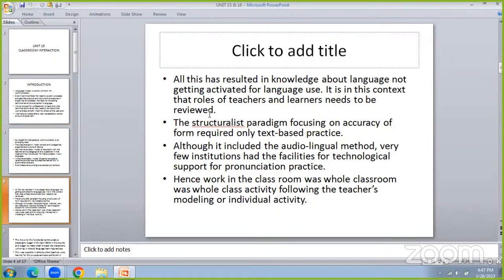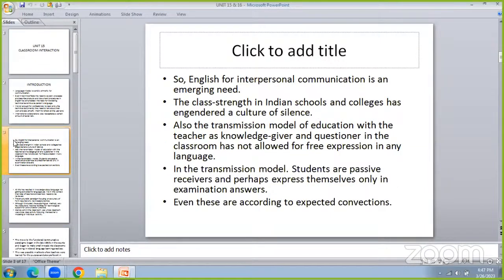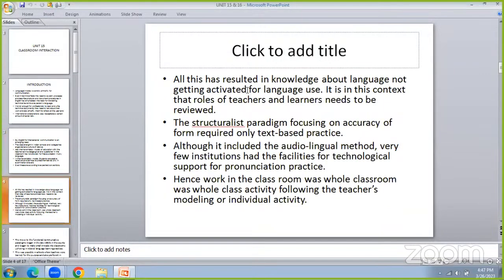And then again, how are the classrooms conducted, right? So what happens here is, all this has resulted in knowledge about the language not getting activated for language use. It is in this context that the role of the teacher and the learners needs to be reviewed.